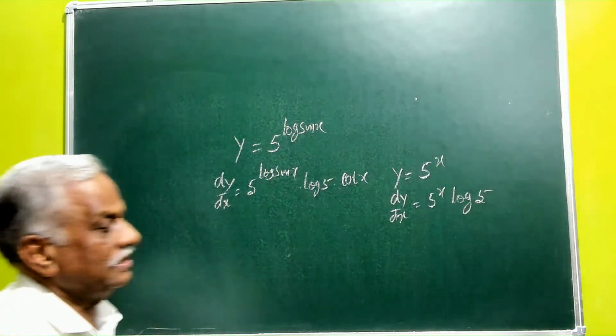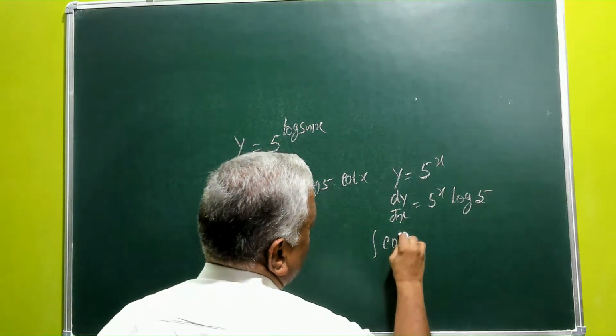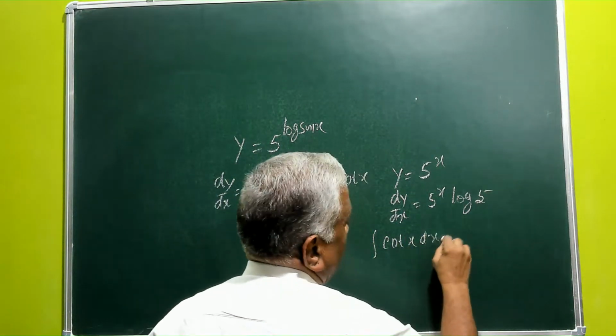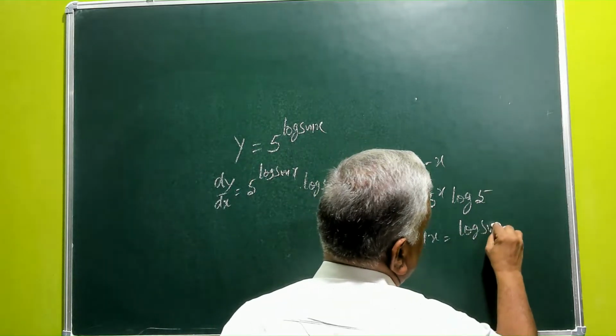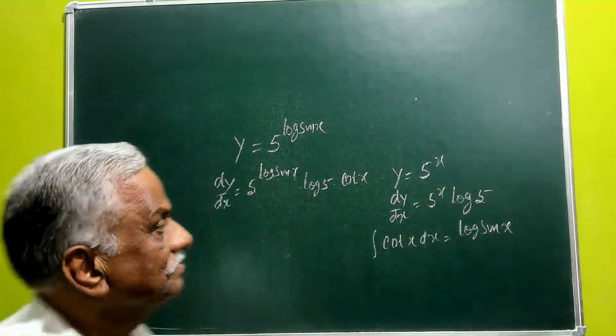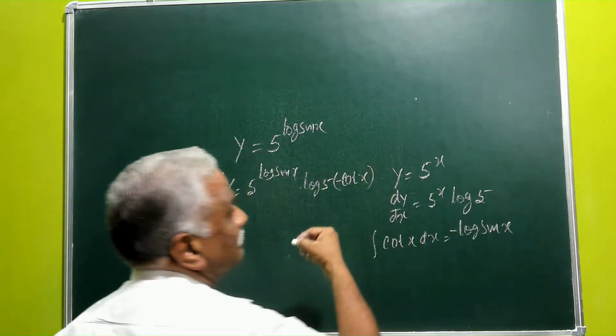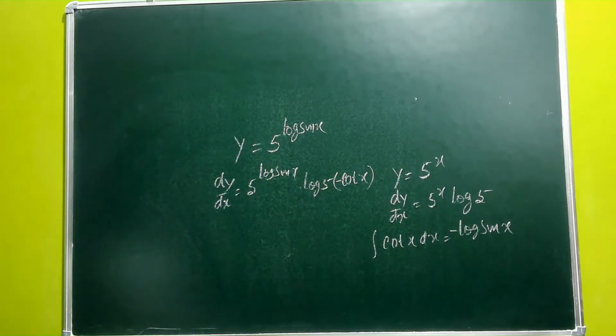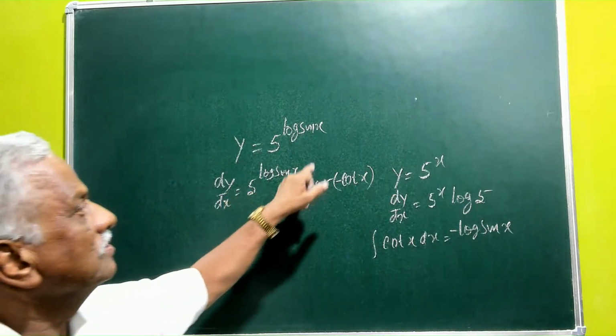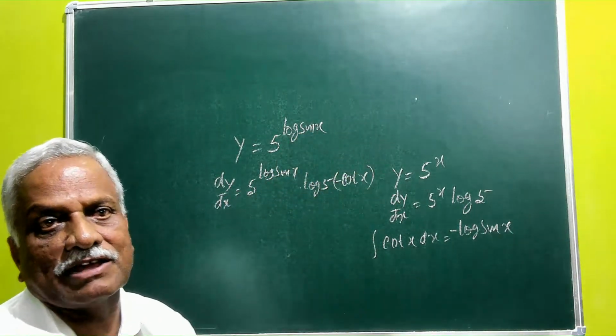Would you get it so fast? Integration of cot x dx is log sin x. Sorry, it is minus log sin, therefore minus cot x. That's the answer. So, if you can realize, log sin x will give you minus cot x.